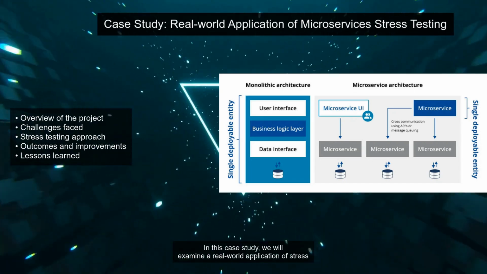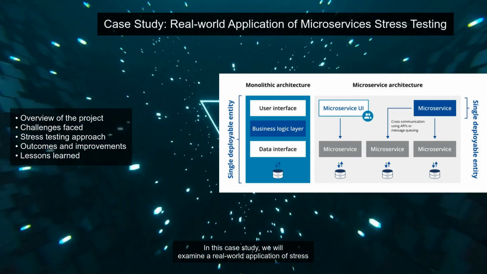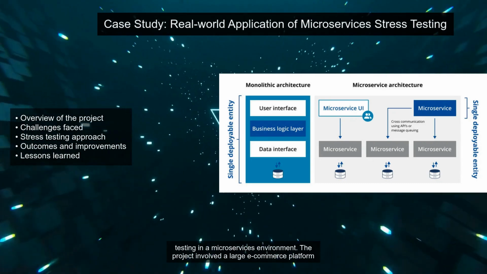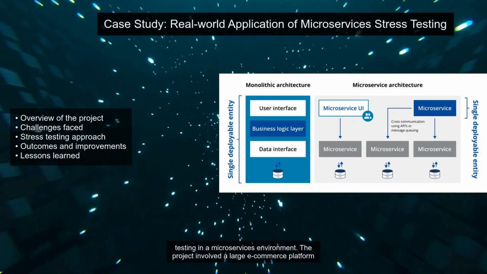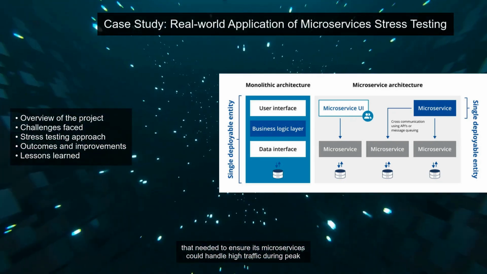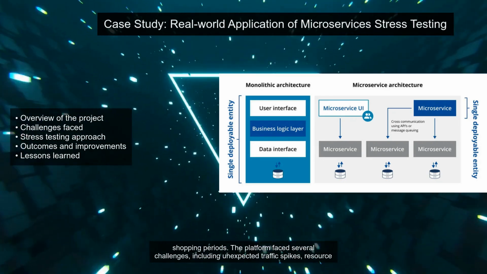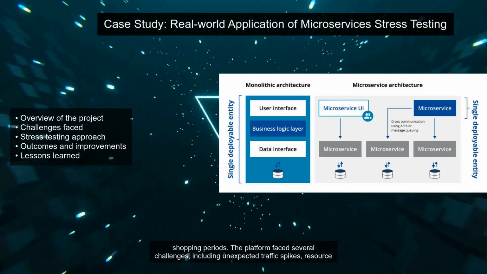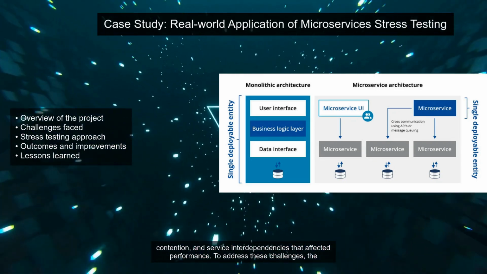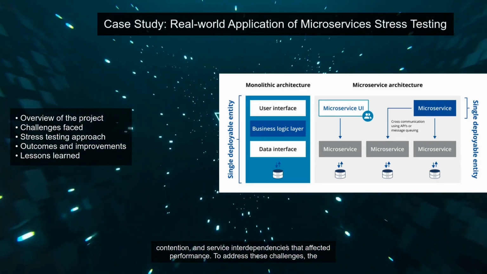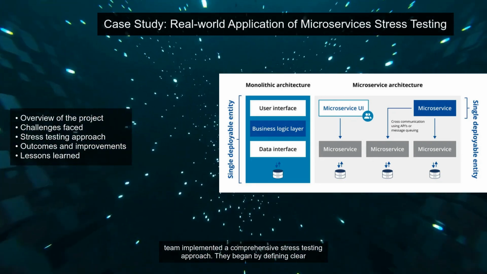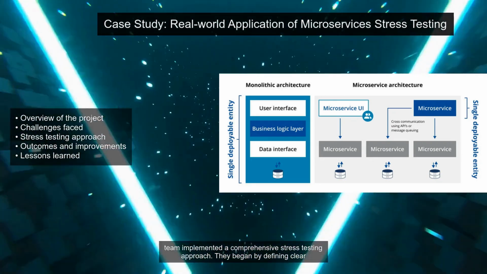In this case study, we will examine a real-world application of stress testing in a microservices environment. The project involved a large e-commerce platform that needed to ensure its microservices could handle high traffic during peak shopping periods. The platform faced several challenges, including unexpected traffic spikes, resource contention, and service interdependencies that affected performance. To address these challenges, the team implemented a comprehensive stress testing approach.